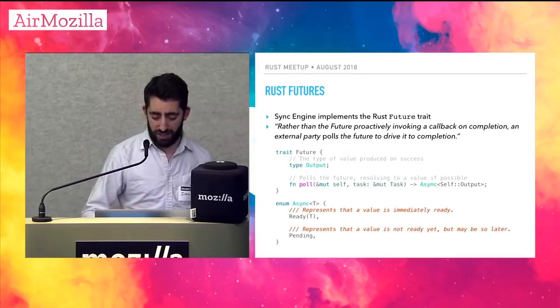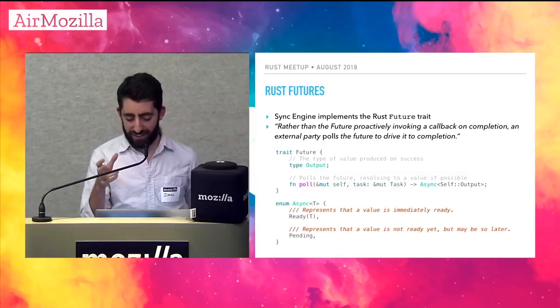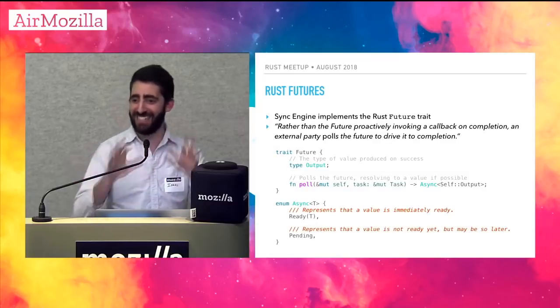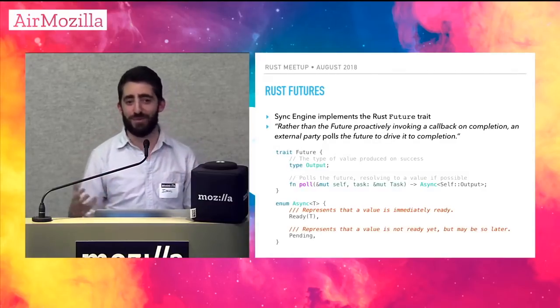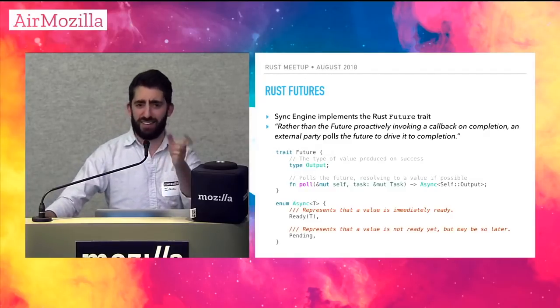This is the Rust trait as it's defined today, I think. It's actually been changing quite a bit, so I think the version that we're using in our code is a little dated. And even this, I think I've simplified a little bit.